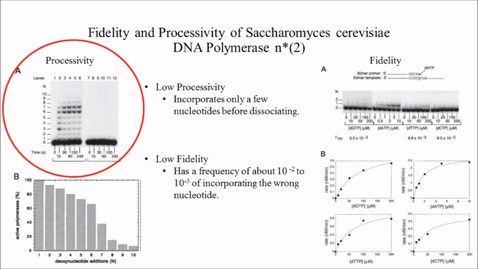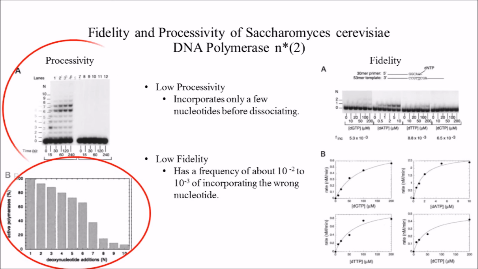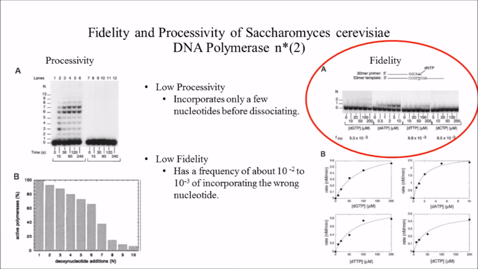The highlighted region shows DNA synthesis by the polymerase from a single binding event. The next region shows the percentage of the DNA polymerase molecules incorporating nucleotides before dissociating. The highlighted region shows the incorporation of nucleotides across a template.